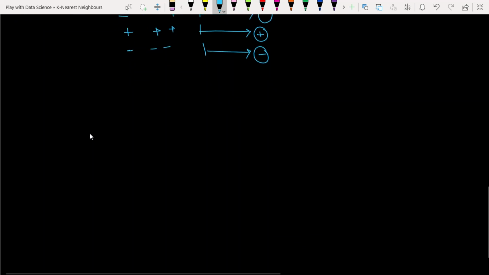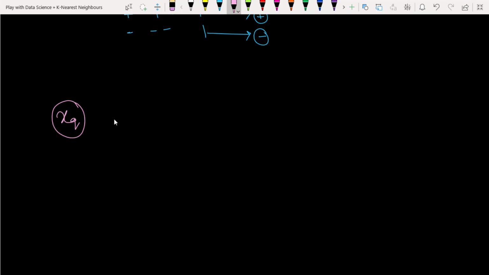So actually what we will be doing in k nearest neighbor is this. First, we take a query point, and we decide what our k value will be, and we always take our k as an odd value. Simple, k is odd. We will find the knn of our xq.